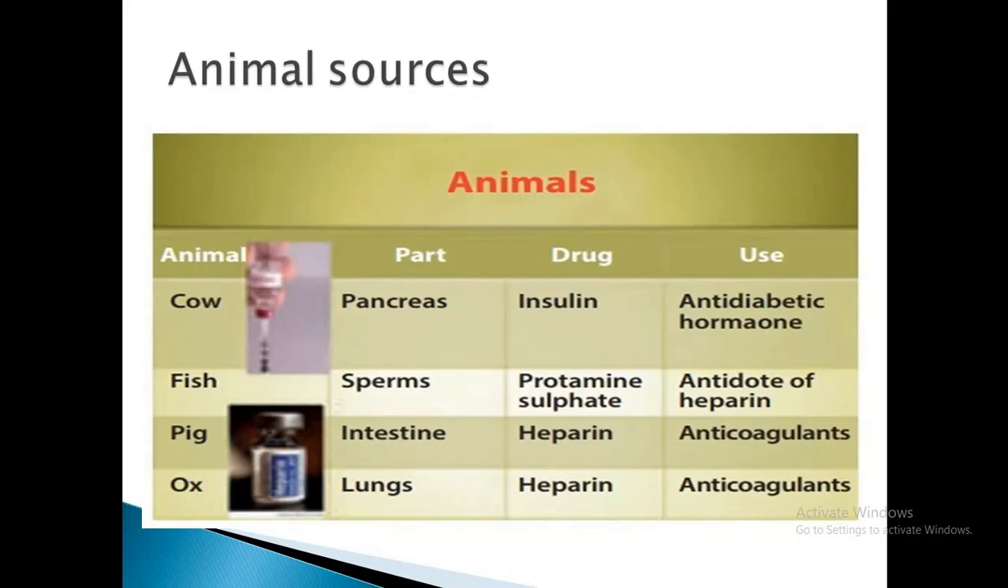And this is a table showing the various animals from which various medicines have been prepared, used for treating various disorders. For example, from the pancreas of the cows, we can isolate insulin, which is the anti-diabetic hormone, and from the sperms of the fish, protamine sulfate is prepared, which is the antidote of heparin. From the intestine of pig we can prepare heparin, a useful anticoagulant, and from the lungs of the ox we can get heparin, again an anticoagulant used to prevent the clotting process in the blood circulation.